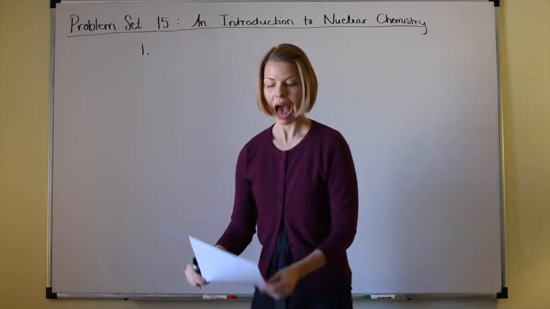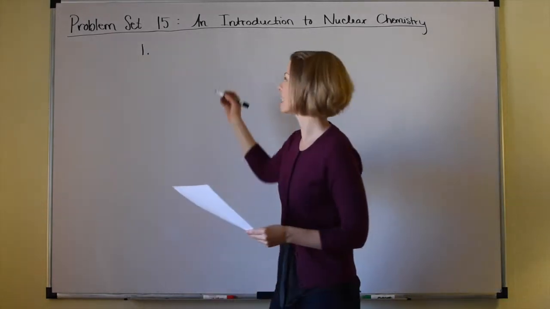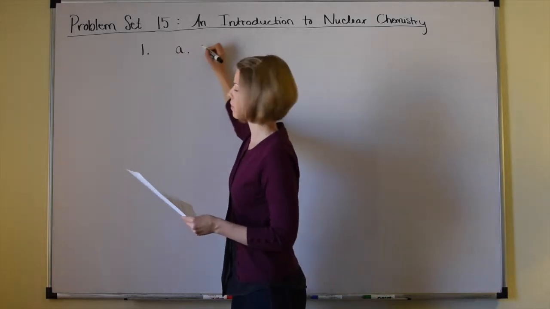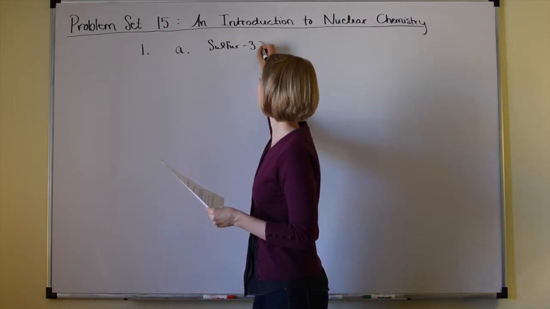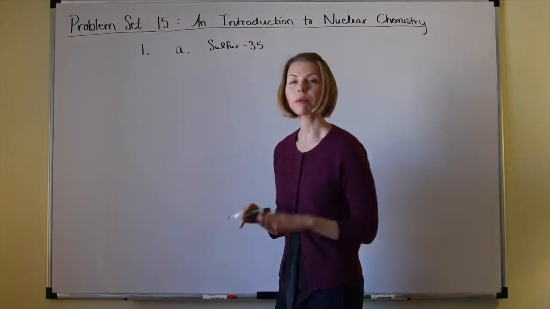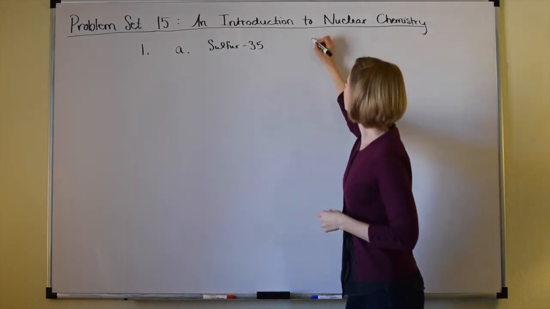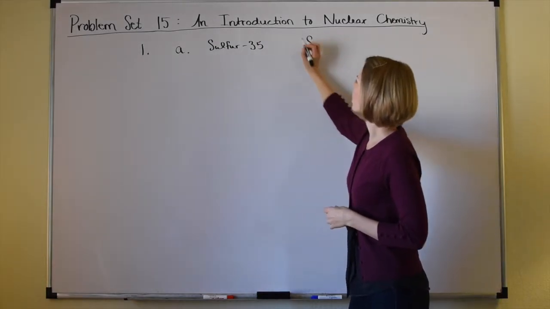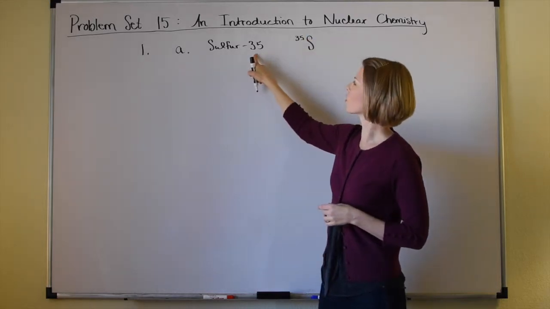Number one, how many protons and neutrons are in the following isotopes? And there's an A through D. A is sulfur-35. Okay, so I'm going to go ahead and convert this into a proper symbol. Sulfur, and the particular isotope of sulfur, sulfur-35.